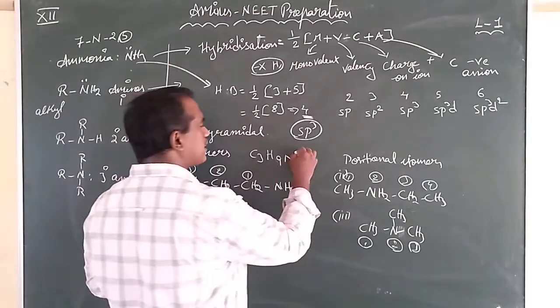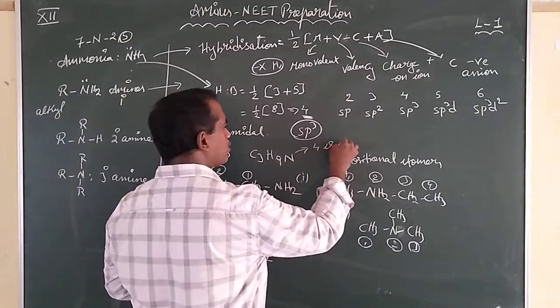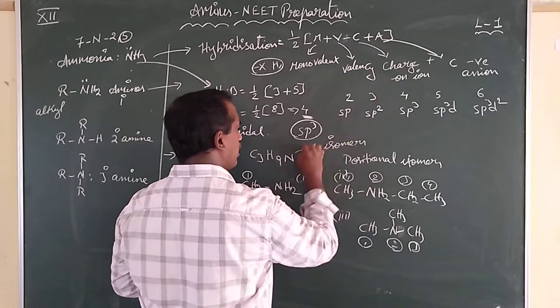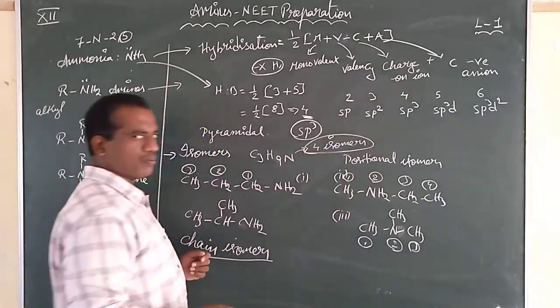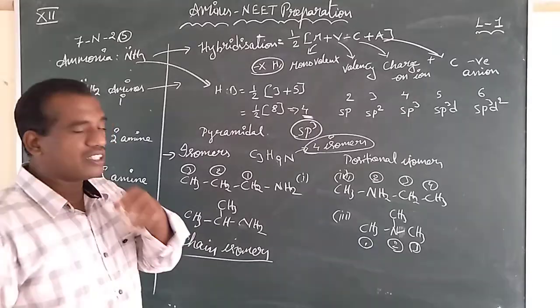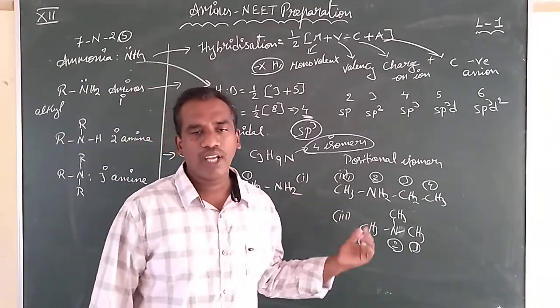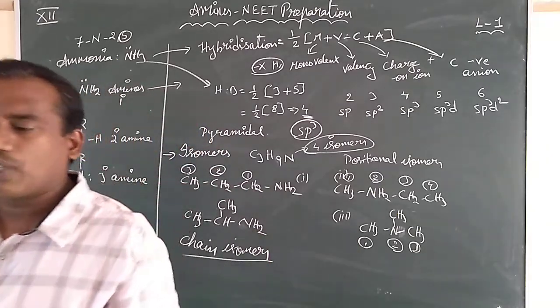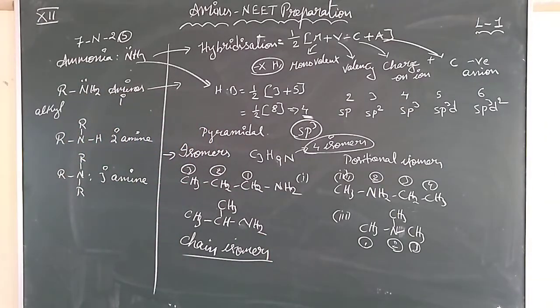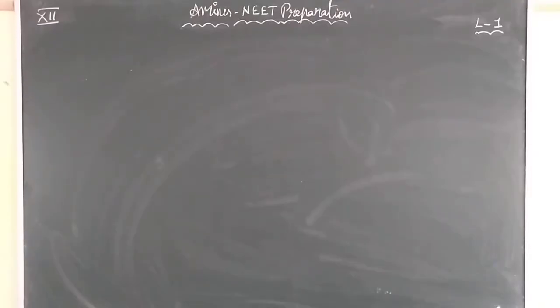So for C3H9N, how many isomers are possible overall? Totally there are 4 isomers possible. So the amines show both positional isomers and also chain isomers. Let us see the preparations of the amines now.